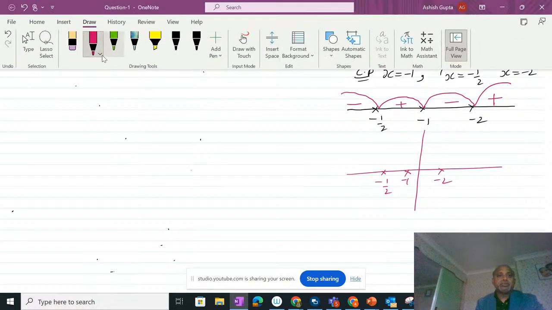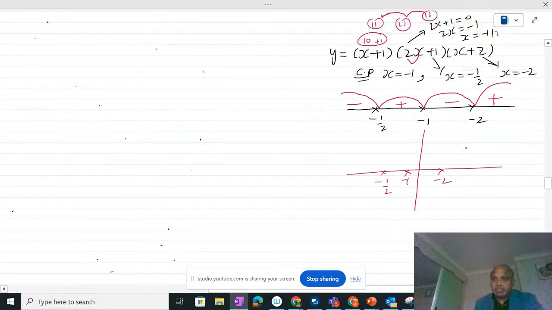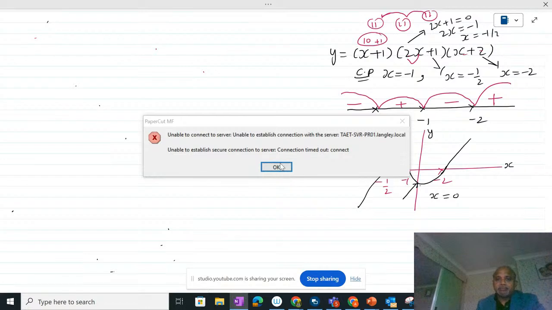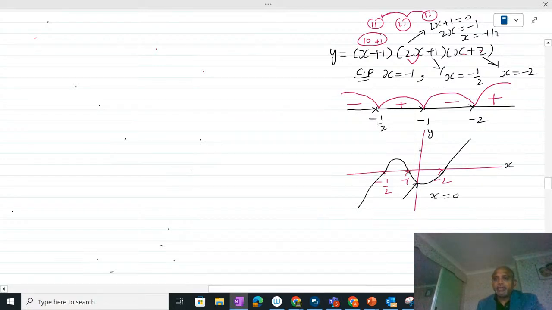If we sketch the curve, after 2 it is positive, so it is starting from the positive section. Between 2 and minus 1, it is negative. And between minus 1 and minus half, it is positive, and then it is going down. Now, in this case, you need to find the coordinates here. As this is the x-axis and y-axis, on the y-axis x is equal to 0. If you put x equal to 0 here, with y equal to (x plus 1)(2x plus 1)(x plus 2).